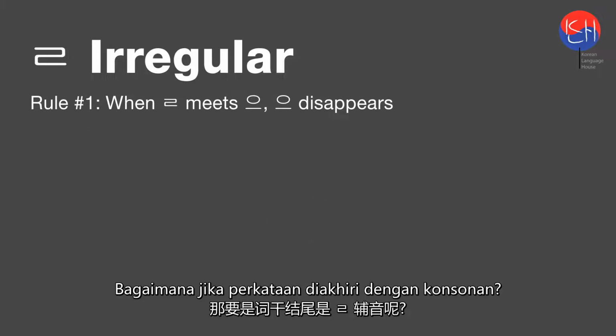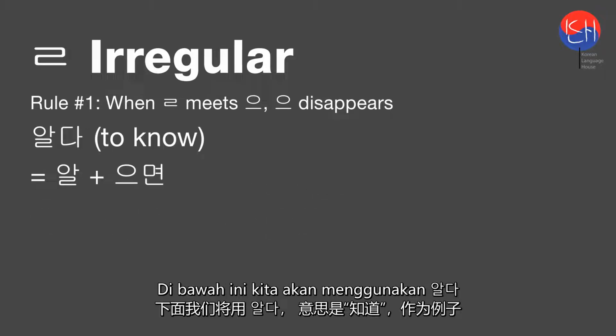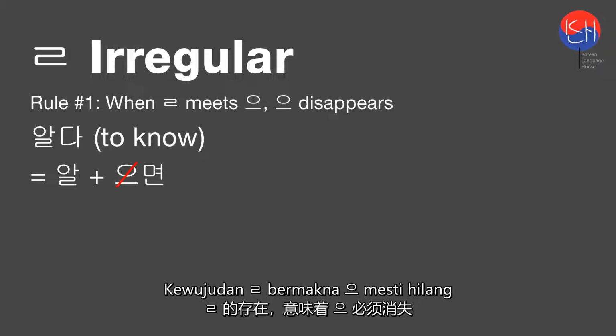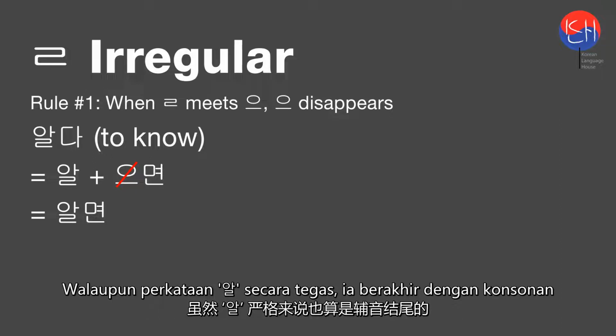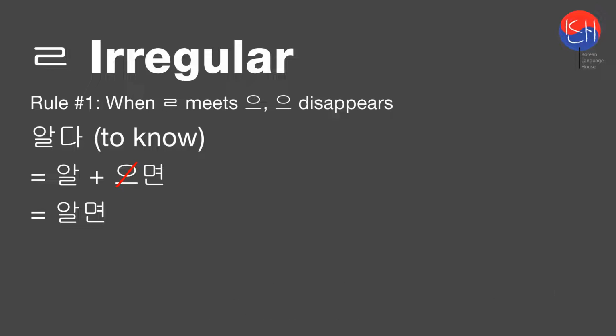Now what if the stem ends with a ㄹ? Let's use 알다, meaning to know, as an example. Since ㄹ cancels out 으, that means the final product will be 알면 and not 알으면, even though 알 technically ends with a consonant. Simple, right?